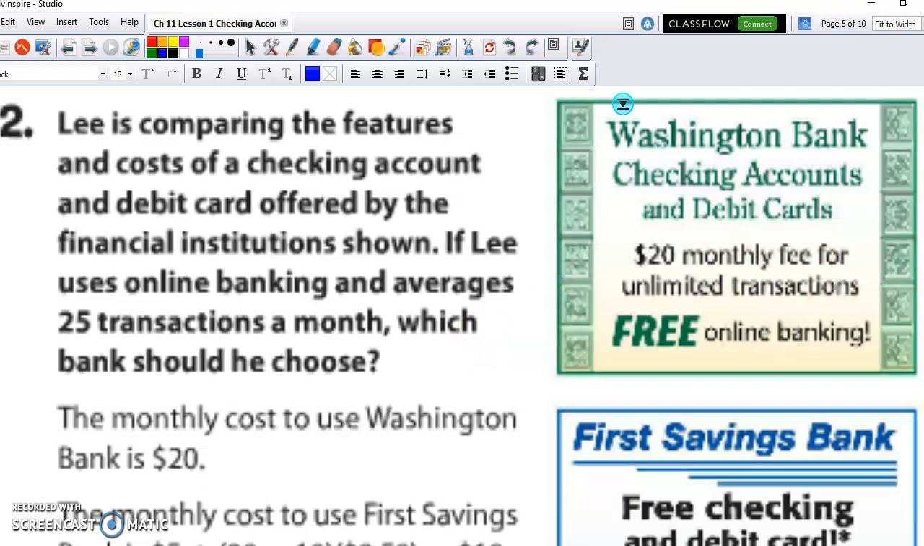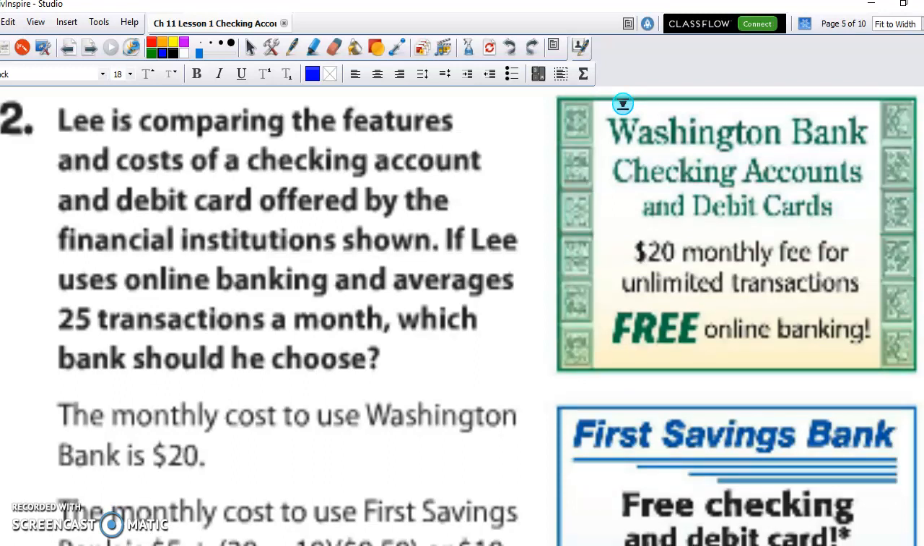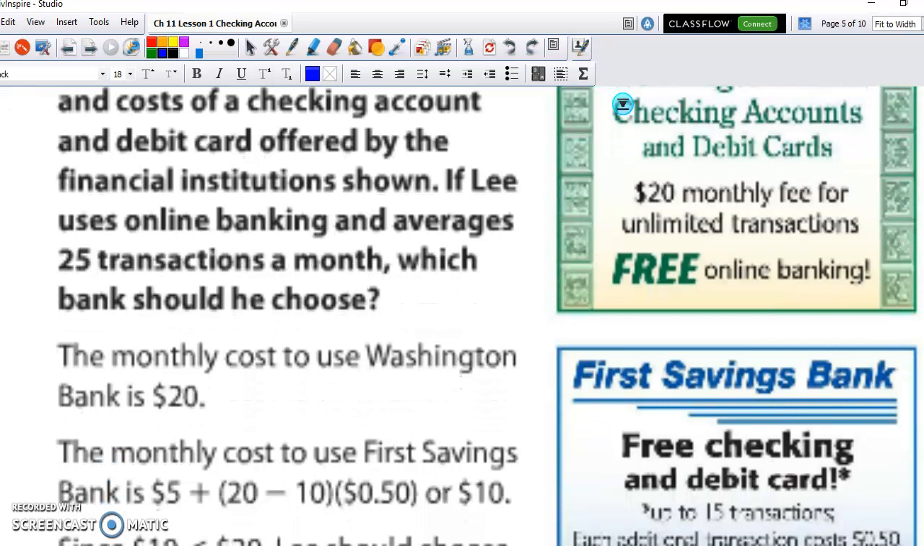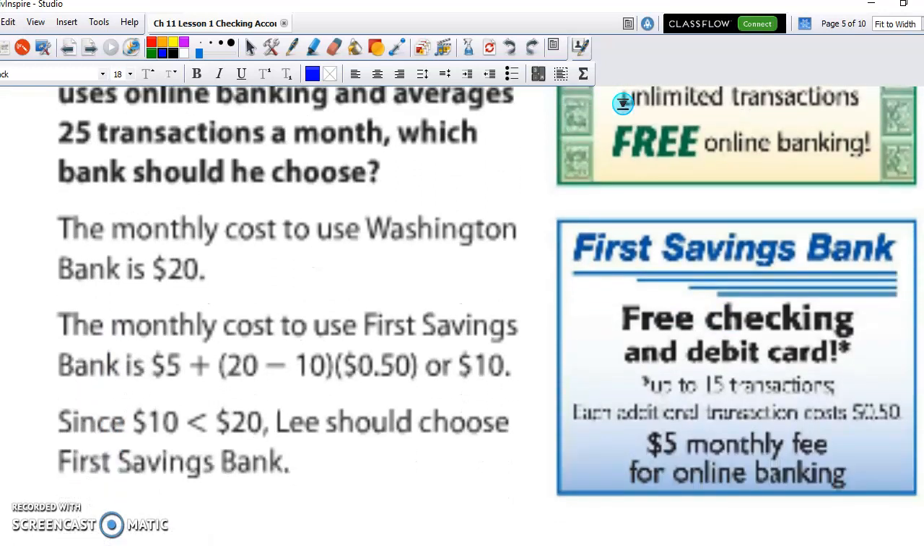So this one is $20 a month for unlimited transactions, and it has free online banking. So it's a flat $20 fee. Now, for savings is a little bit more complicated. It has up to 15 transactions free, and each additional transaction is 50 cents. And he has a $5 monthly fee.